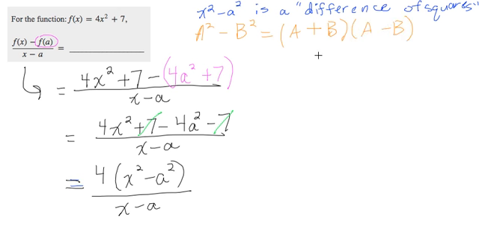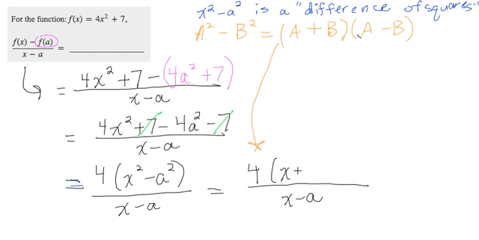Now you can check by FOILing this. You have a times a for the first term, so that's a squared. Your outside term is negative ab, and your inside term is positive ab, which cancel. So there's no middle term. And then the last two terms when you FOIL is positive b times negative b gives you negative b squared. So we're going to use that to factor the numerator right here. So we'll leave that 4 out front, and this factors into x plus a times x minus a.